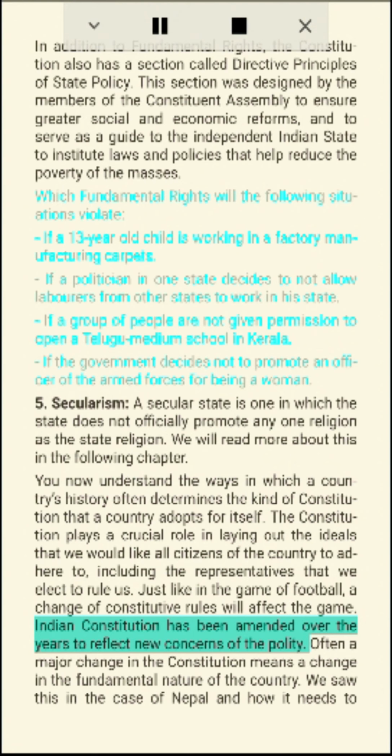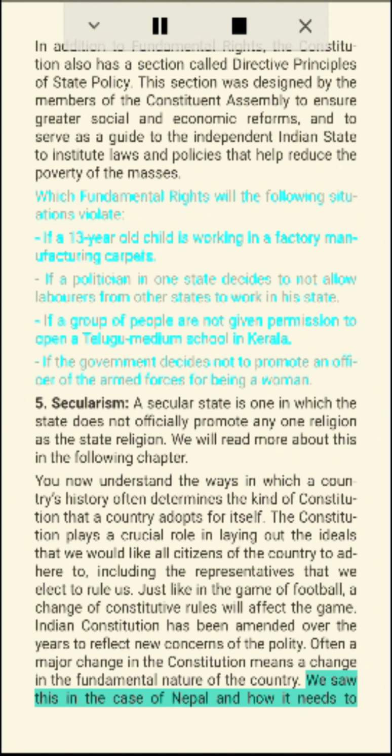The Constitution has been amended over the years to reflect new concerns of the polity. Often a major change in the Constitution means a change in the fundamental nature of the country. We saw this in the case of Nepal and how it needs to adopt a new constitution after it has recently become a democratic society.